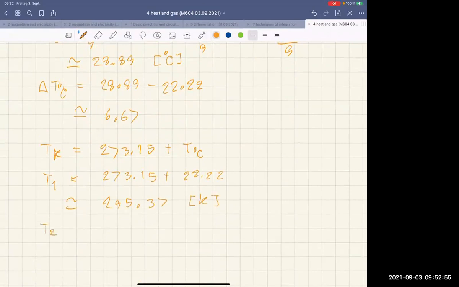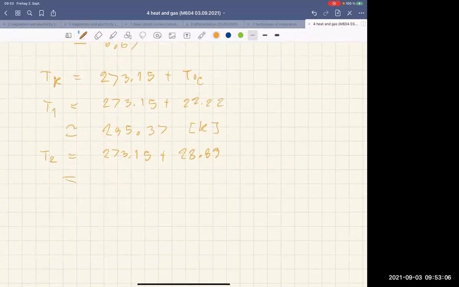For the second temperature, you get 273.15 plus 28.89, right? And you get, yeah, here for approximation.